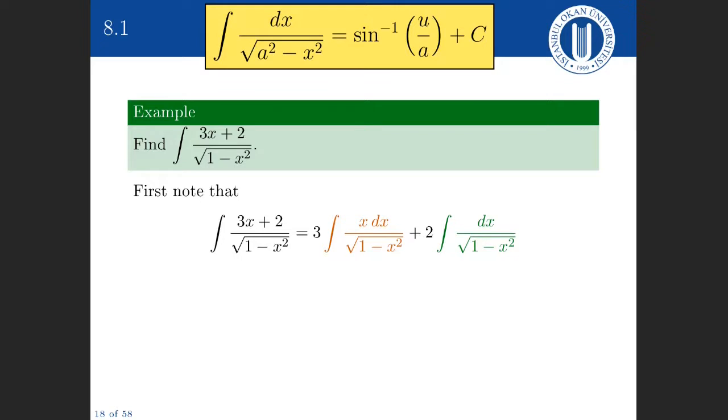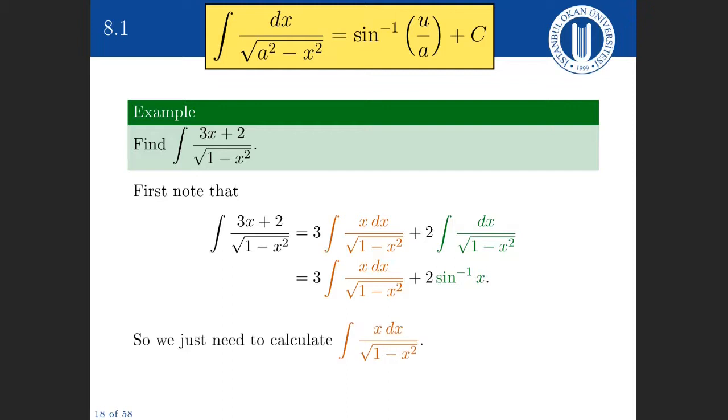And the green one is easy. For the green one, we just use the formula at the top. Green one is just inverse sine of x. What about the orange integral? What can we do here? For the orange integral, we're going to use a substitution.